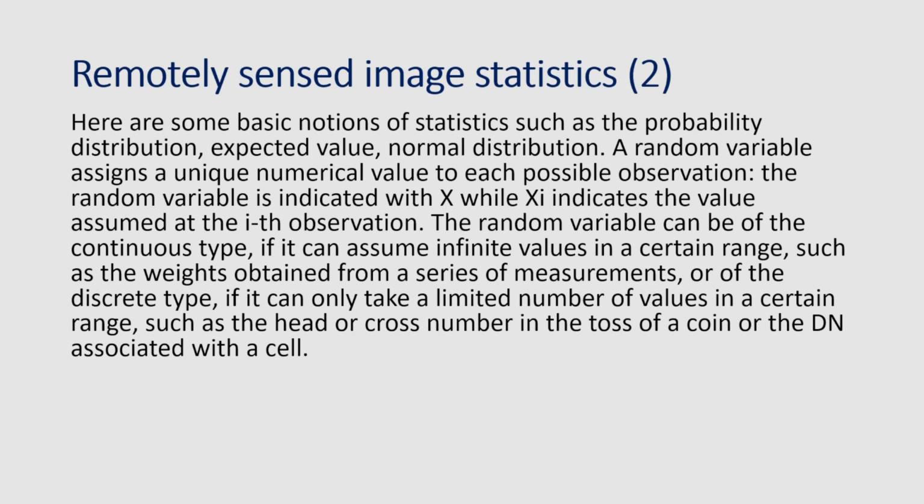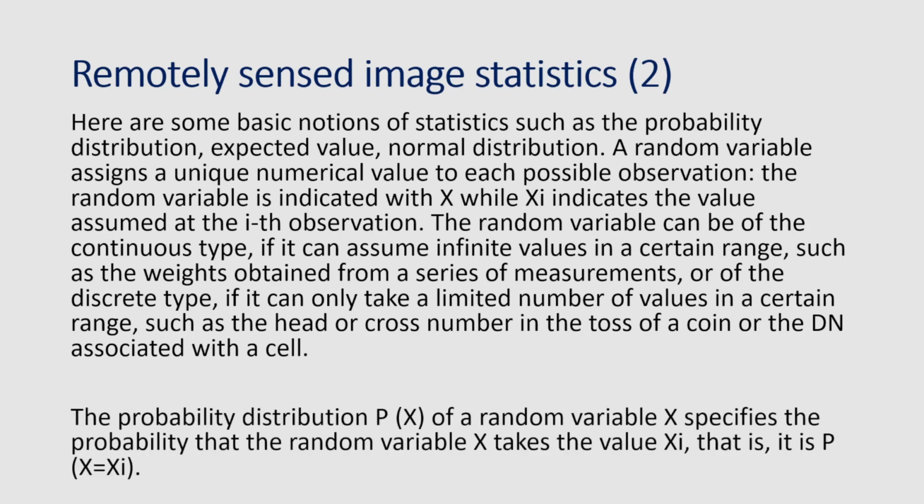The random variable can be of the continuous type, if it can assume infinite values in a certain range, such as the weights obtained from a series of measurements, or of the discrete type, if it can only take a limited number of values in a certain range, such as the head or cross number in the toss of a coin or the DN associated with a cell. The probability distribution p(x) of a random variable x specifies the probability that the random variable x takes the value x_i, that is, p(x) equals x_i.